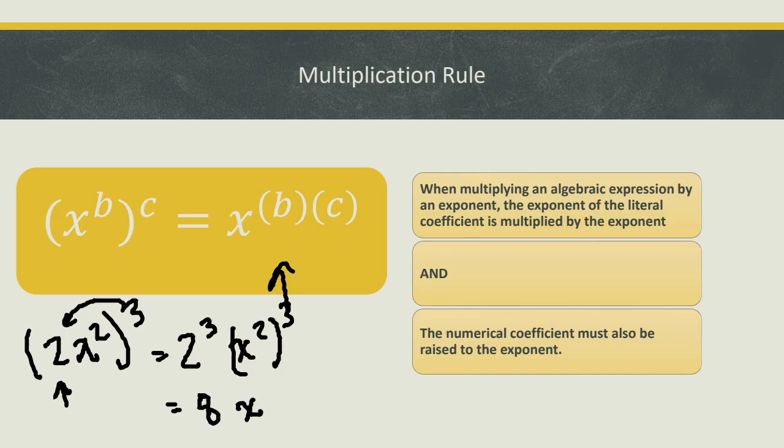We're going 2 times 3. So that gives me a power of 6. So 8x to the power of 6. So that's what that rule means.